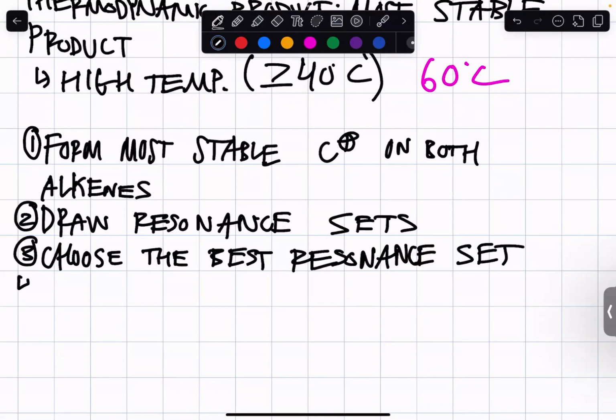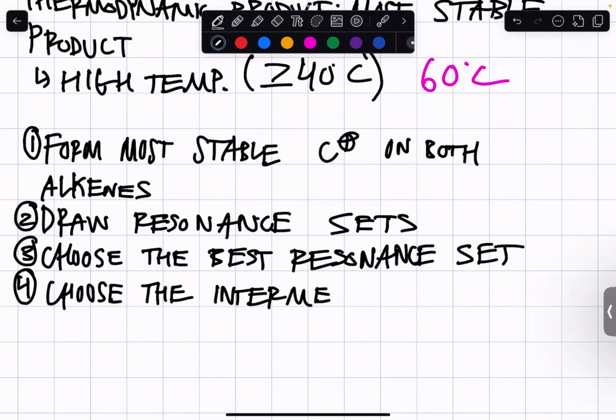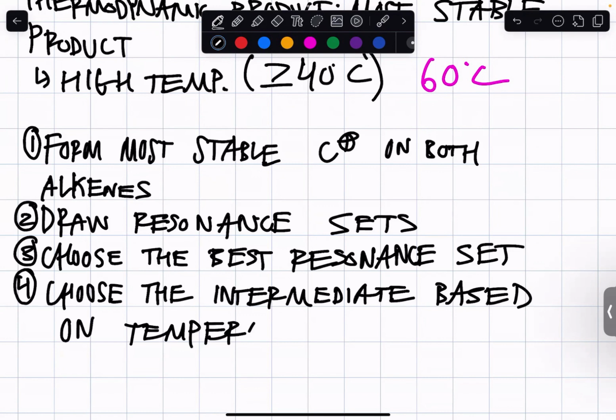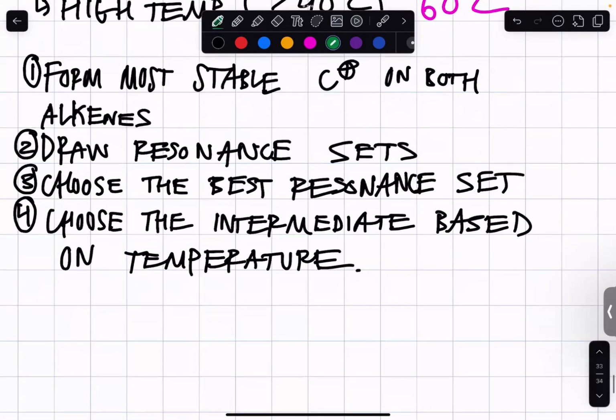Okay, and then once you pick the best resonance set, then you choose the intermediate based on the temperature, right? Kinetic intermediate or thermodynamic intermediate based on temperature. Now I'm gonna write in green the tricky example that he included, which I will go over with you guys after we go over simple examples first.